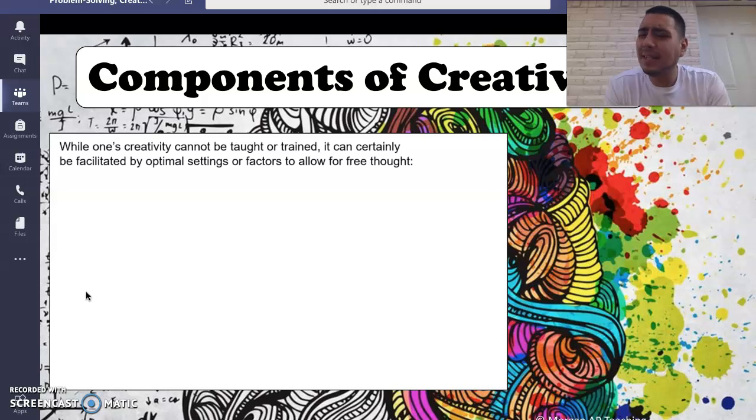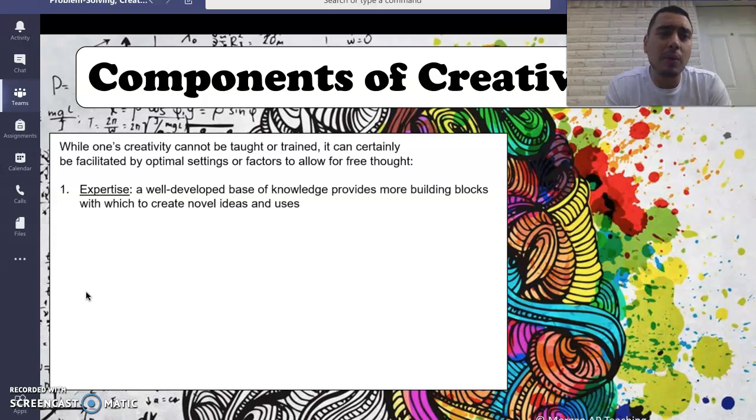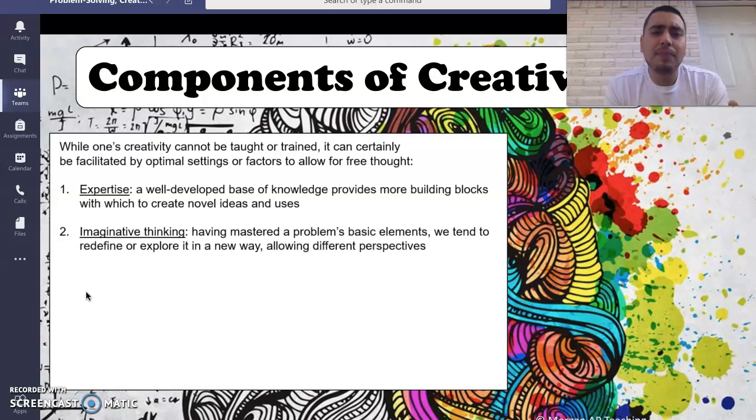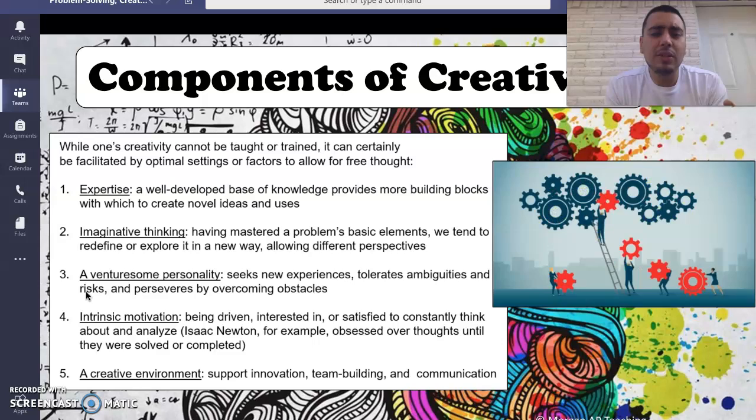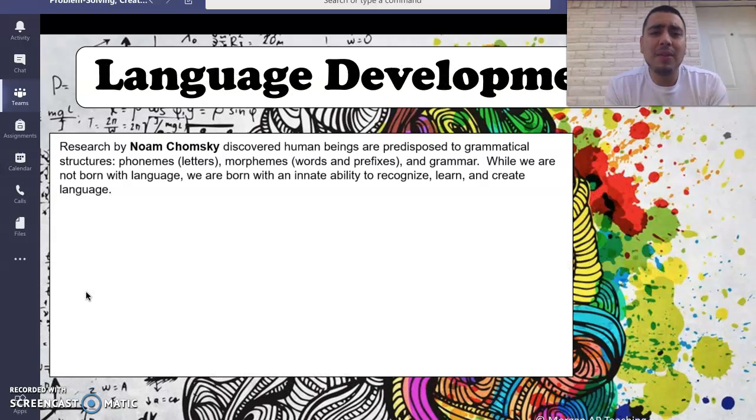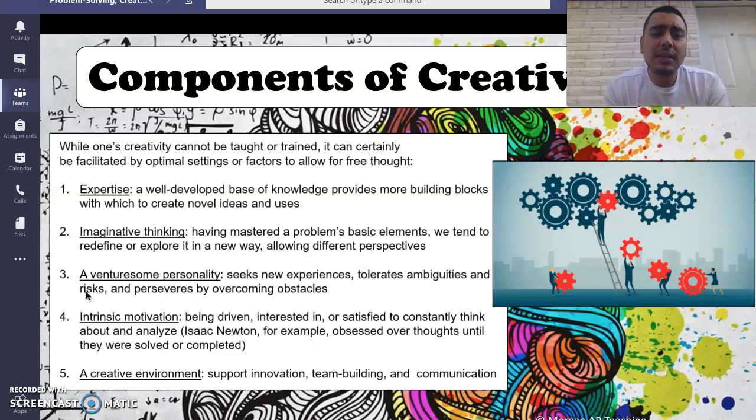Now, the biggest takeaway from this chapter, or this segment, is simply understanding how we come about problem solving as human beings. So keep in mind all of the problem solving methodology that we undergo. While one's creativity cannot be taught or trained, it can certainly be facilitated by optimal settings or factors to allow for free thought. Now, we should have expertise, imaginative thinking, a venturesome personality, intrinsic motivation, and a creative environment, because if we have all these components, it is said that we are able to be more creative.